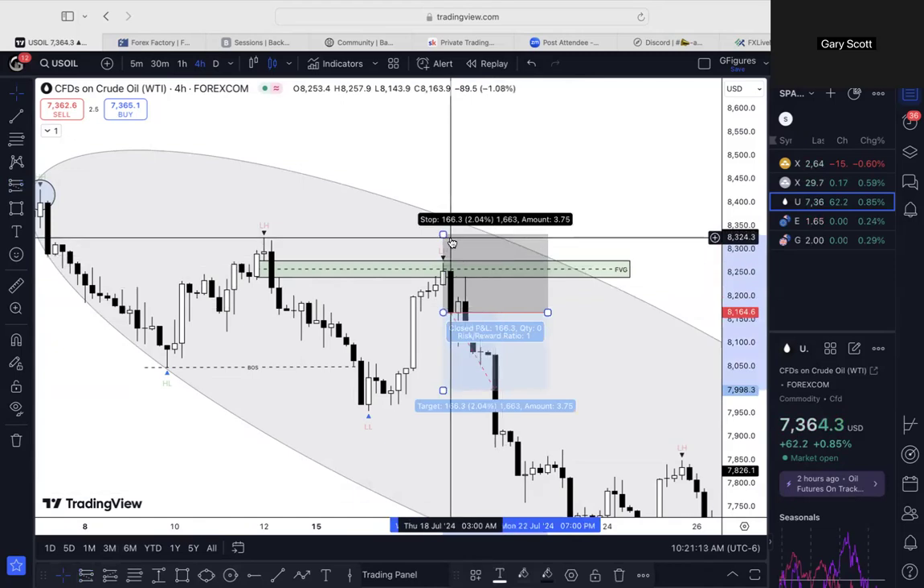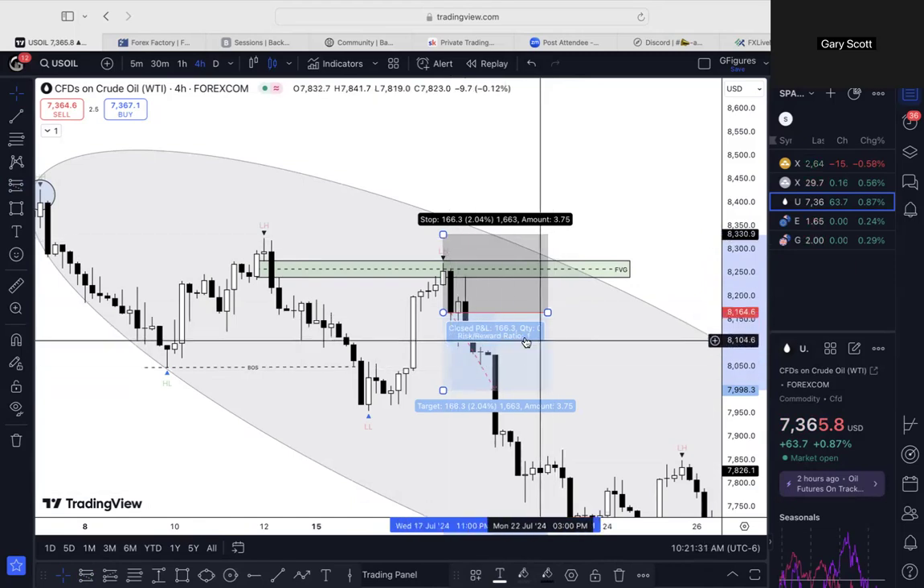Is every trade going to go straight into profit? Absolutely not. Get that out of your head. Is every trade going to win? Absolutely not. But this method puts you in a position to win more than you lose. I'm going to tell you that because I've tested it multiple times.